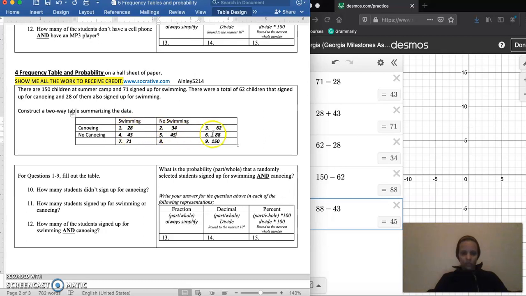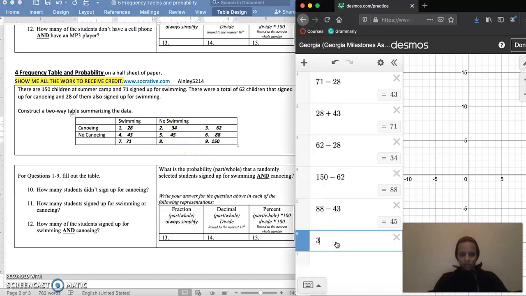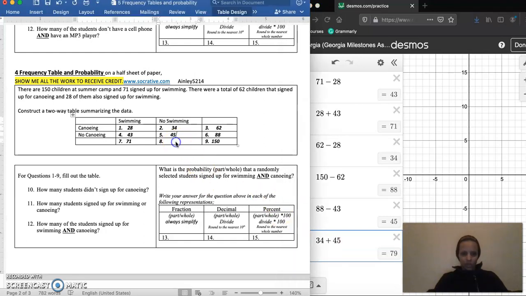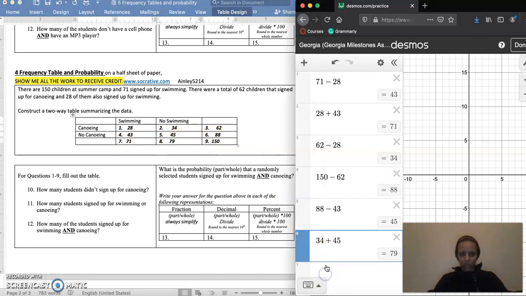So 43 plus 45 is 88. And then finally, on this one, I can just do 34 plus 45 will give me 79. And to make sure that I filled this correctly, I'm going to check 71 plus 79 equals 150.